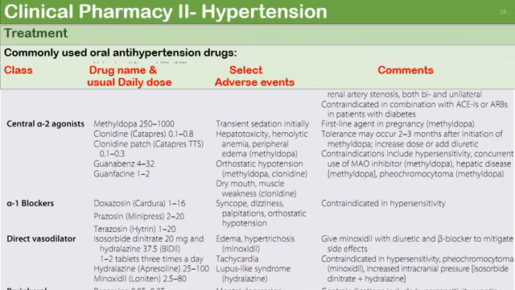Direct vasodilators like isosorbide nitrate, hydralazine, and minoxidil. They cause edema, hypertrichosis for minoxidil, tachycardia, and lupus erythematosus for hydralazine. Minoxidil with a diuretic and beta blocker mitigates the side effects. Contraindications: hypersensitivity reaction, pheochromocytoma for minoxidil, and increased intracranial pressure as with sildenafil and hydralazine.